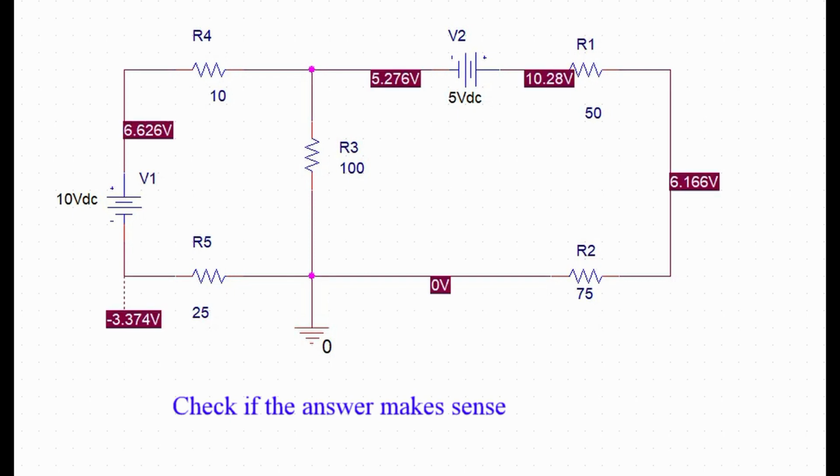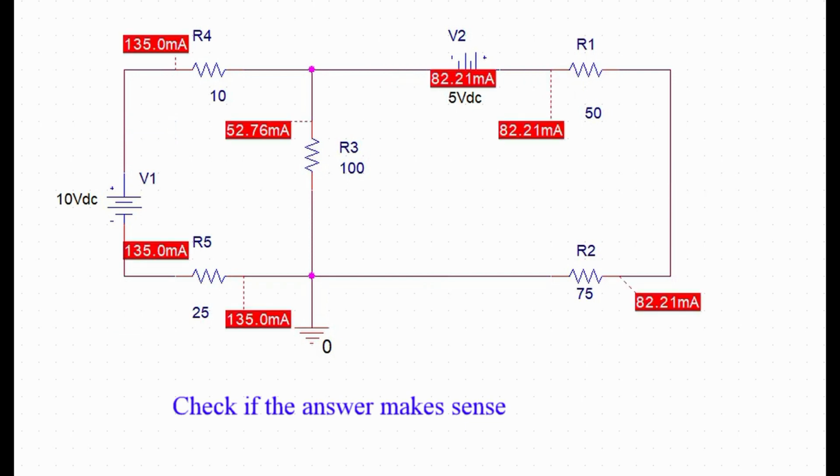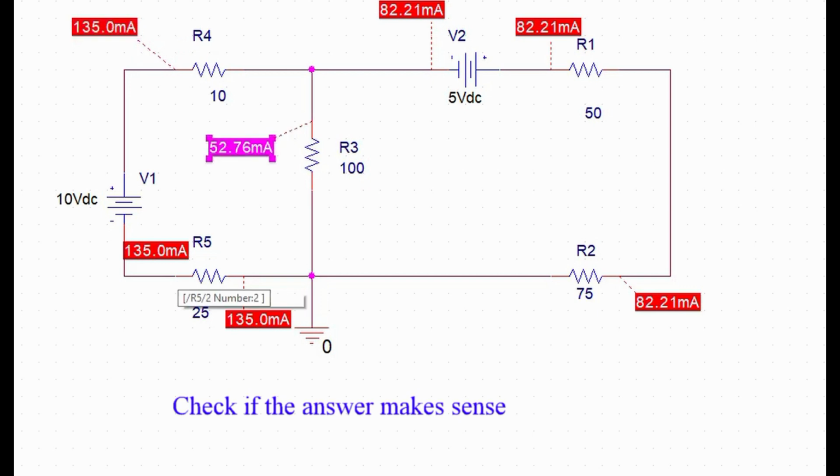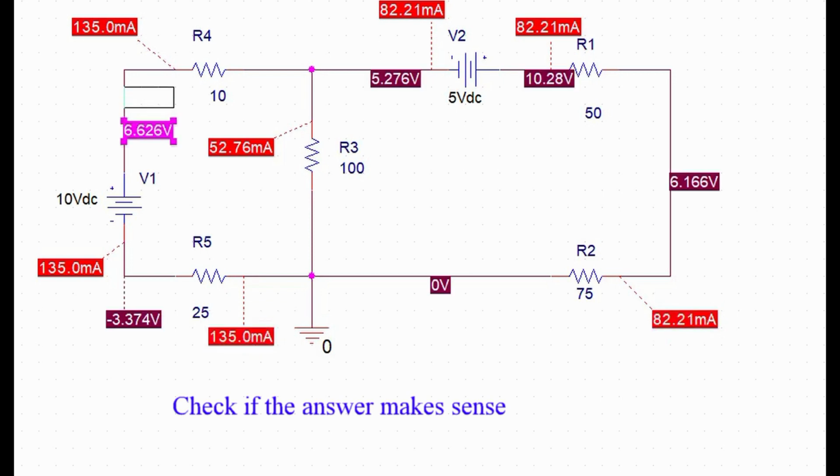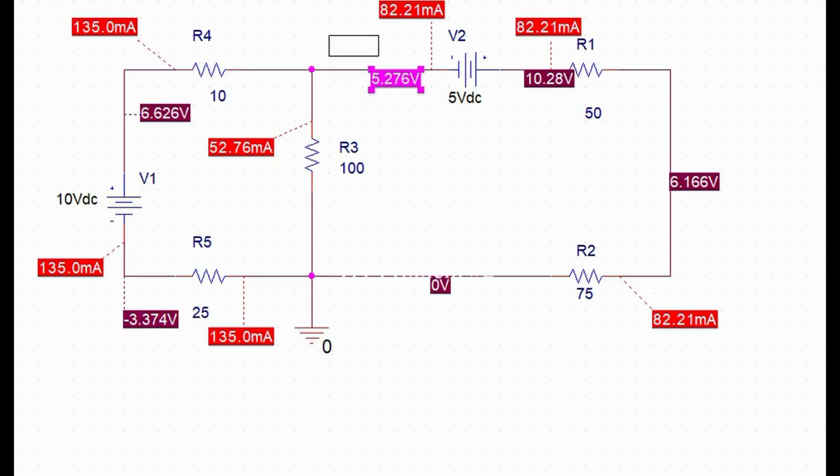What I've done also is run a PSpice simulation, and we can see how close we got. And we got pretty close. PSpice likes to determine voltages with respect to ground, so the voltages look like they're off, but if you add them up at each point, you will see they are correct. The current through each loop is 135 milliamps on loop 1 and 82.21 milliamps on loop 2. So we were pretty close with this analysis.